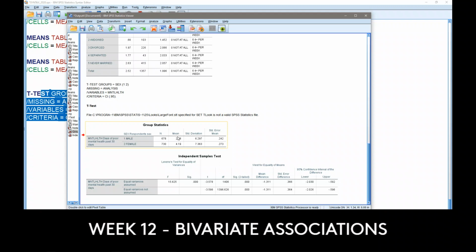If we look at the means here, we can see that females report more days of poor mental health than men do. Men average about 2.8 days out of the month. Females report about 4 days out of the month. Now, the whole point of a t-test is to say, okay, well, we see that there are differences in mental health outcomes by gender, but how do we know that this relationship is real? How do we know that this is not just a data thing? How do we know that this is not just occurring by chance? Well, that's what this independent samples test does.